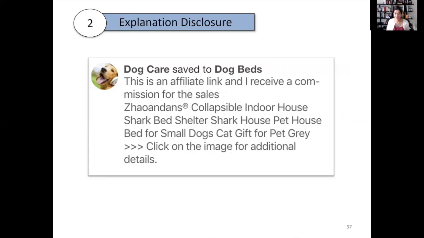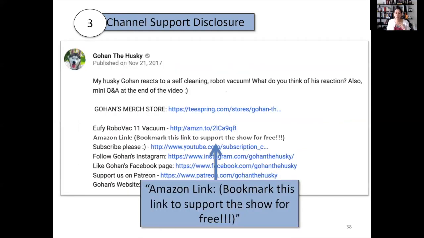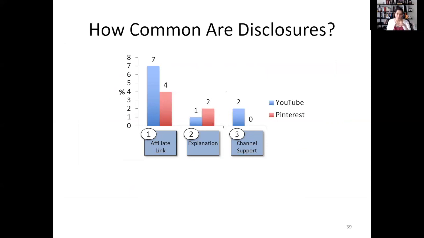So another way that people tell you this is using something called an explanation disclosure, where they say, you know, this is an affiliate link and I receive a commission for the sale. So that's a bit more explanatory. And then finally on YouTube, often people will say something like, bookmark this link to support this show, right? That was not on Pinterest. So now that we knew the kinds of ways that people are telling you this, and knowing that the Federal Trade Commission actually says you're supposed to really explain how you're making money off these links, we looked at how common the disclosures were, and we found that the most common way that people disclose is usually saying just affiliate links are present, right?